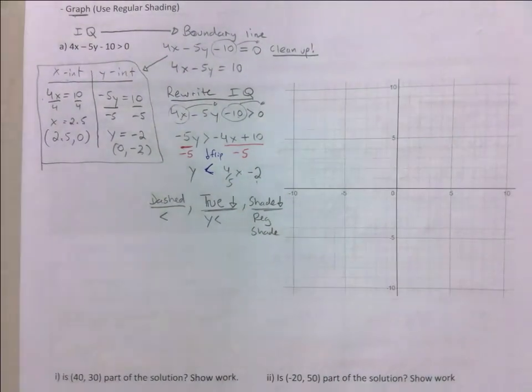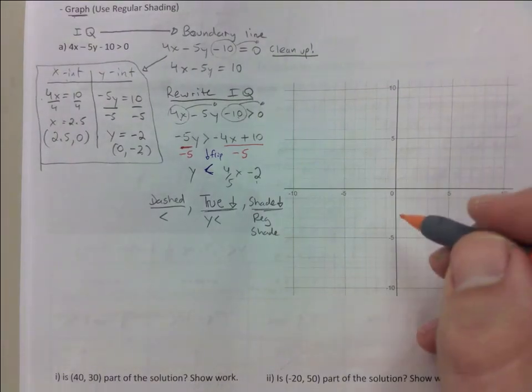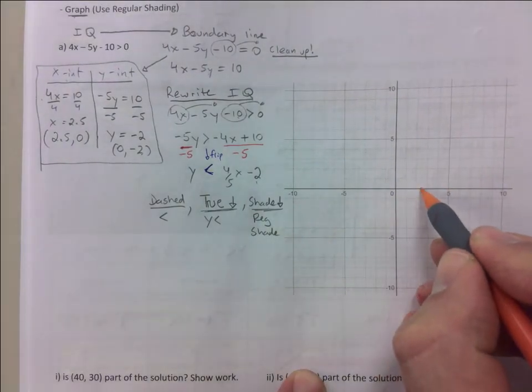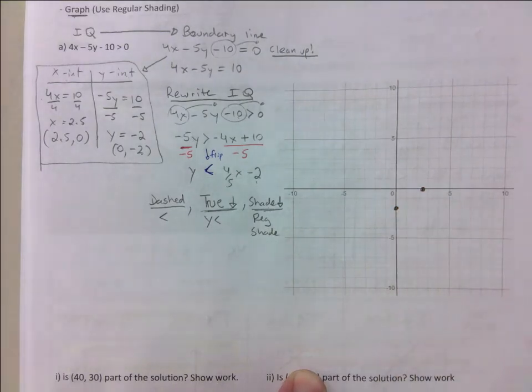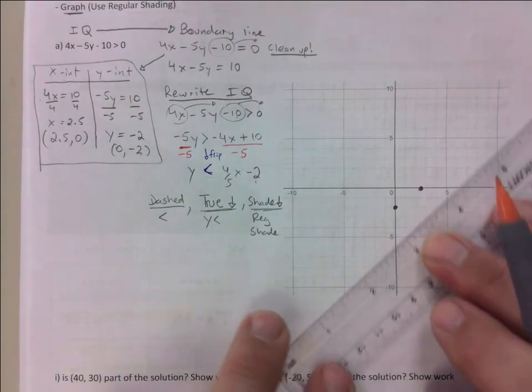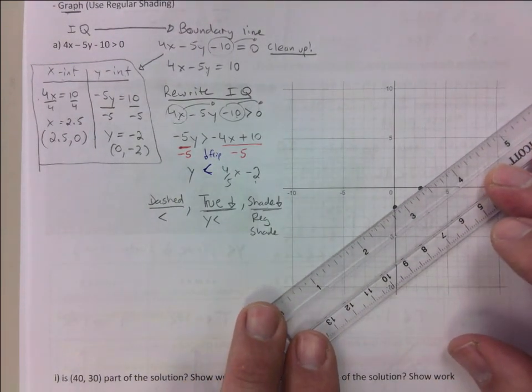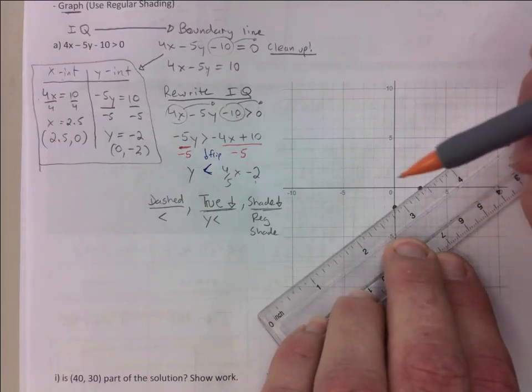So here we go. We're ready to graph. 2.5 is right there. 2.5, 0. 0, negative 2 is right there. Now we can graph our boundary line. It's dashed.